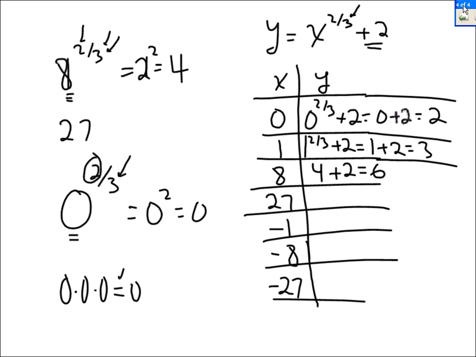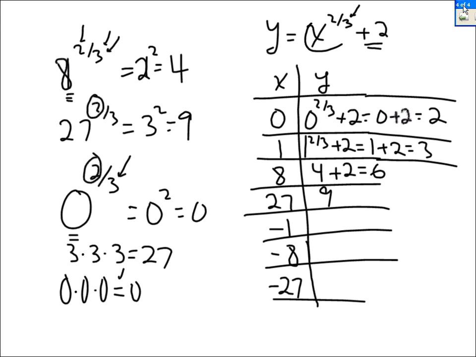27 to the 2/3. What times itself 3 times gives you 27? Well, we just looked at that. 3 times 3 times 3, 27. So then I get 3 to the 2nd power, which is 9. So all I calculated was this piece. Now I have to add 2.